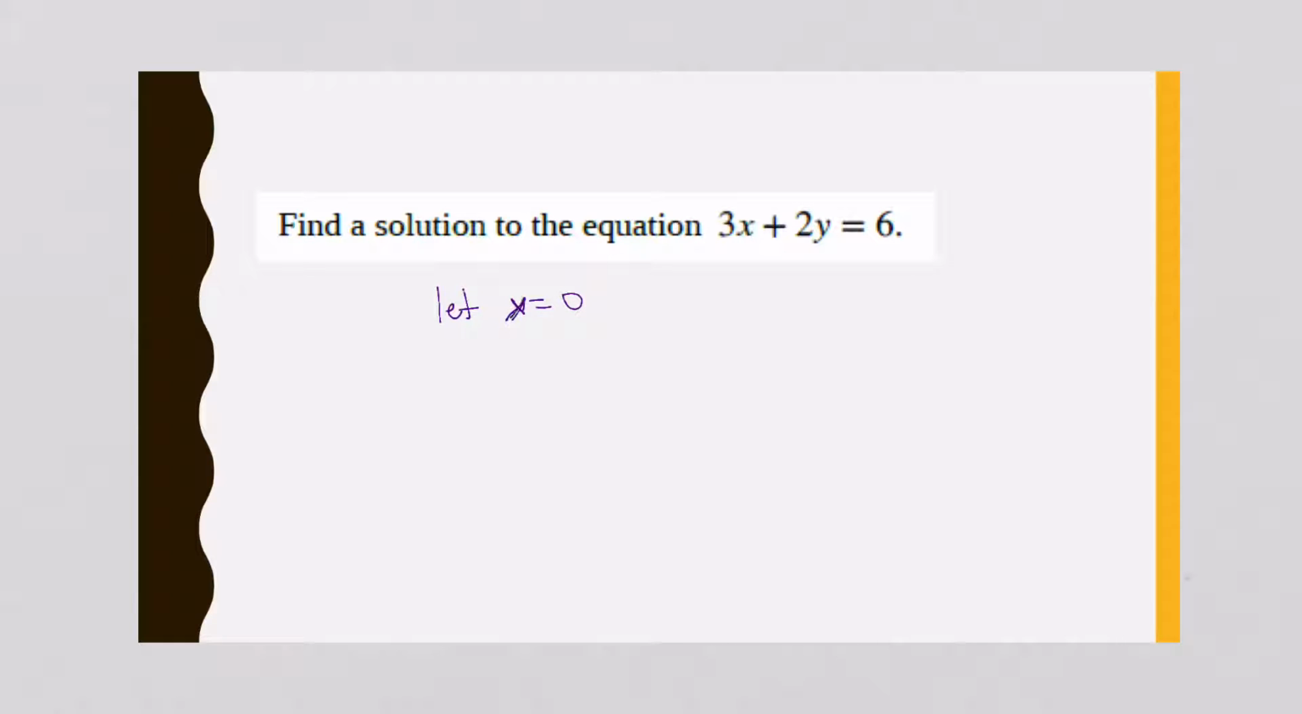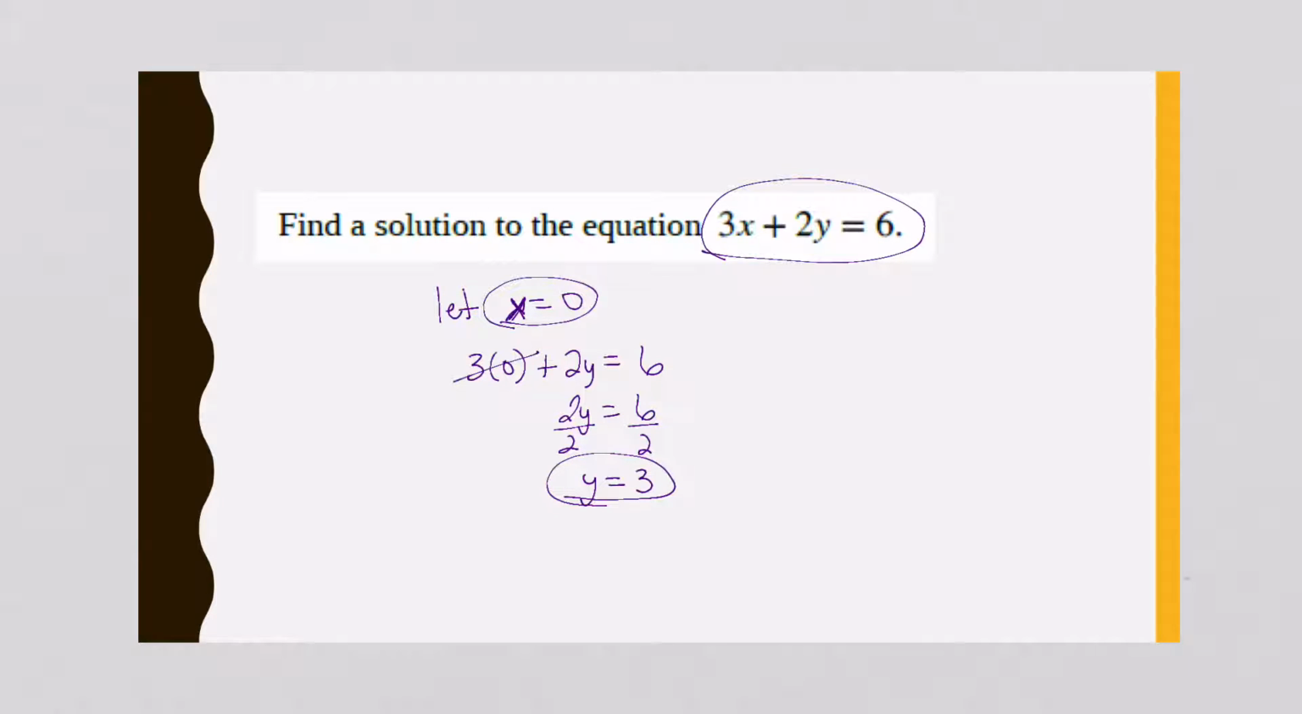So I'm going to find my y. I'm going to put 3 times 0 plus 2y equals 6. That goes away. I've got 2y is equal to 6. Divide by 2. Y is equal to 3. Now, here's my x and here's my y. A solution for this equation right here is 0, 3. That's one solution. You guys can put in anything you want.